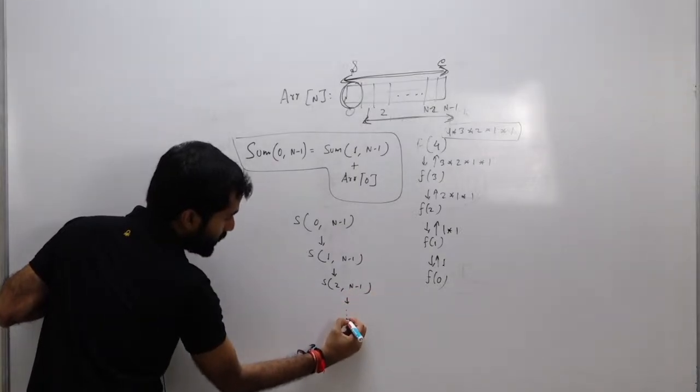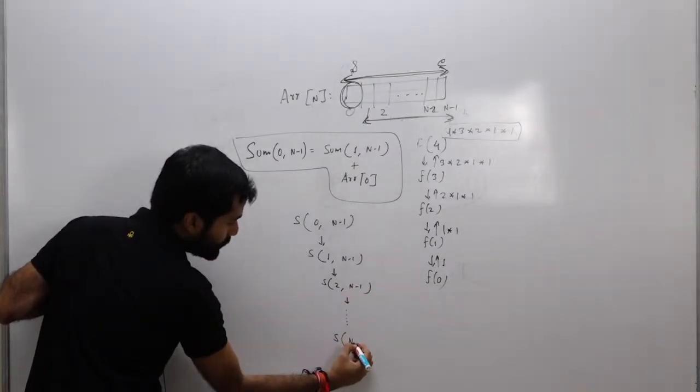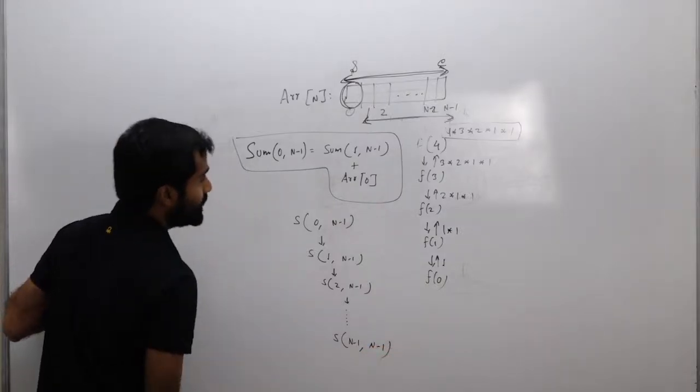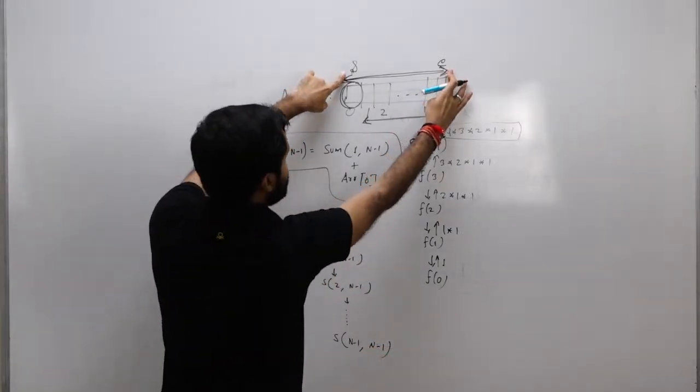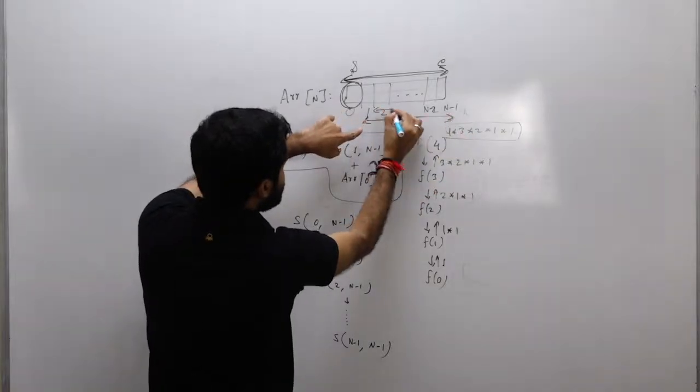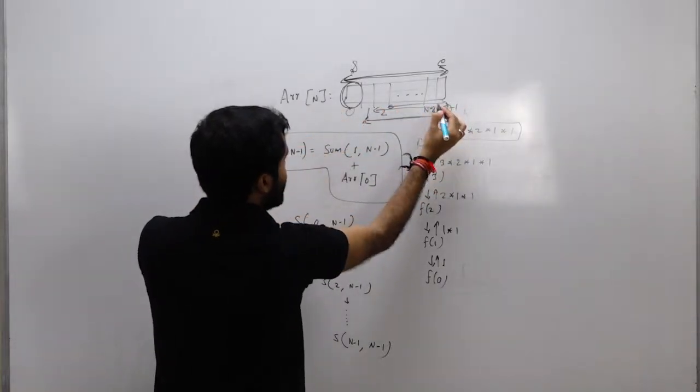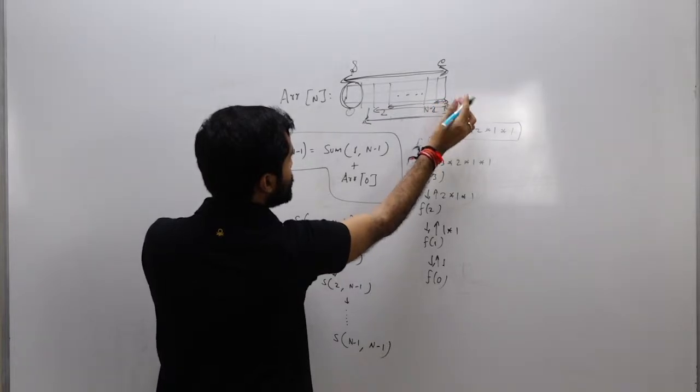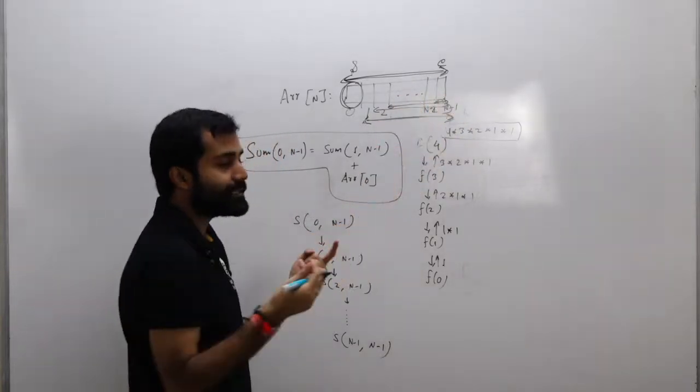You'd keep going on and on. And finally, you would say I need the sum from index n minus 1 to n minus 1. So basically, initially the size was this. Then it became this much. Then it would become this much. Then this much. And finally, it would just be this, which only denotes the last element.